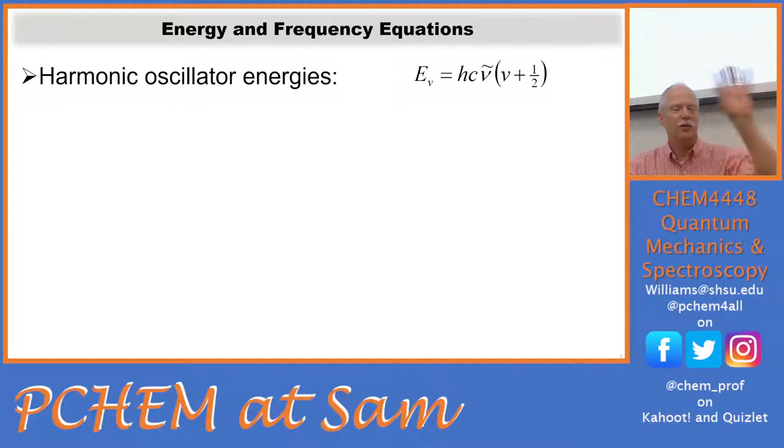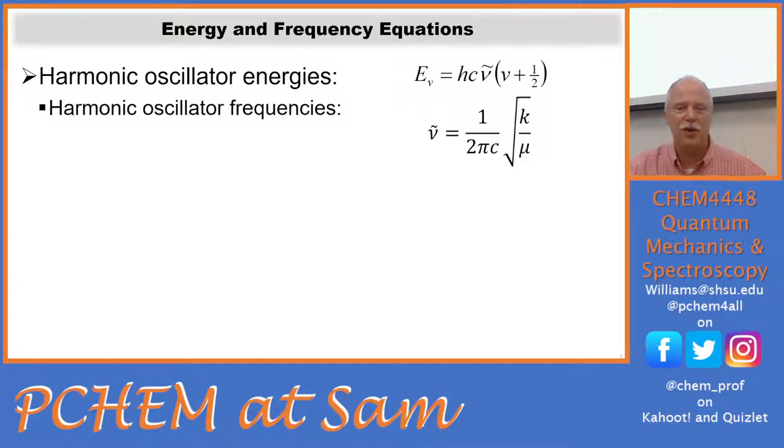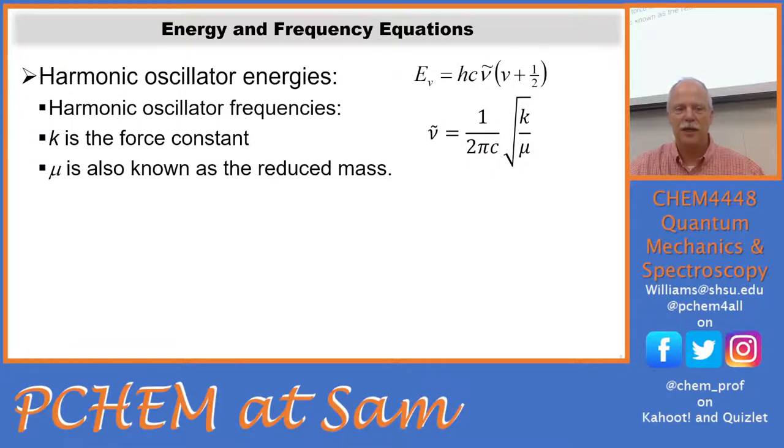So here is a summary of all the equations for our harmonic oscillator. We have the energy equation at the top. The frequencies are governed by the force constant here and the reduced mass. So k is the force constant. The units of that are newtons per meter. And then mu is the reduced mass.